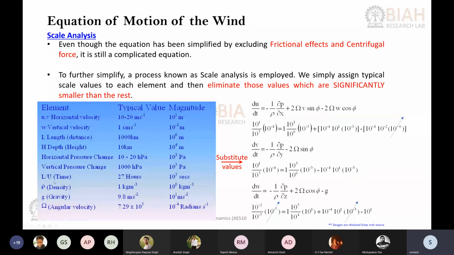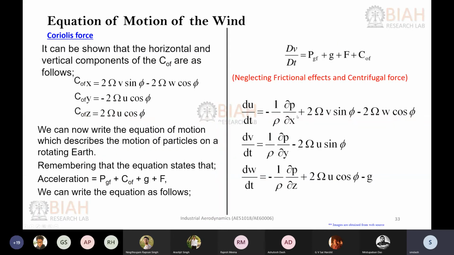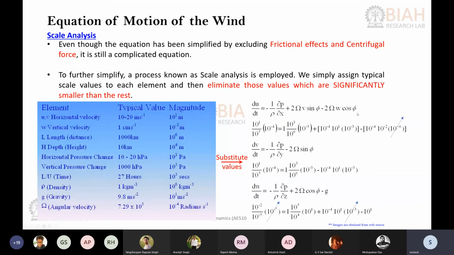And here L by U, your length scale to the velocity scale, is also there. Rho, g, and angular velocity, their orders are also mentioned here. So now we take the previous equation and substitute the values in terms of their order. Along the x direction, if you substitute for u and t, L by U is basically t, 10 to the power 5, and u is the horizontal velocity, 10 raised to 1. So this simplifies to 10 raised to minus 4.